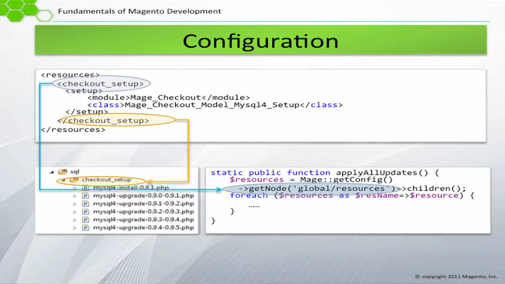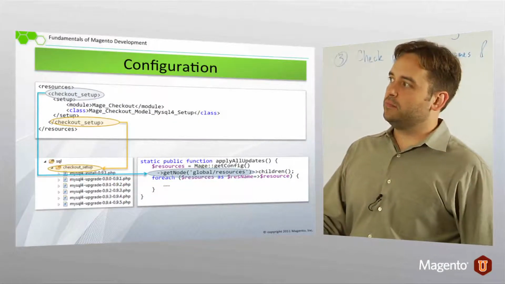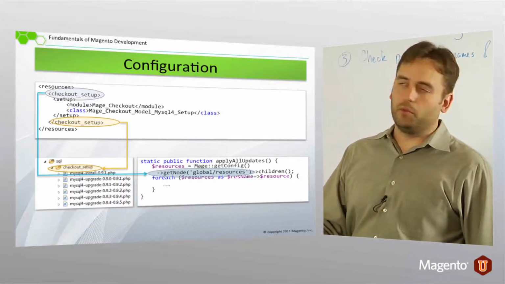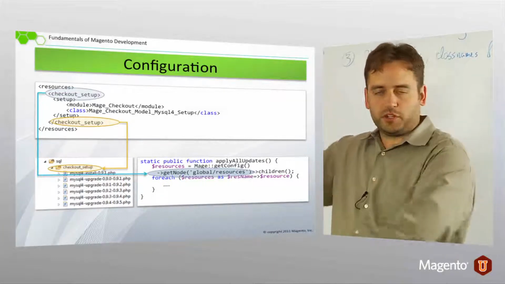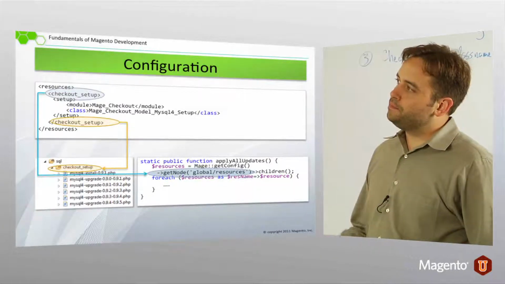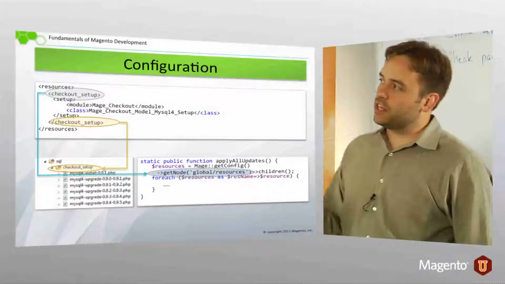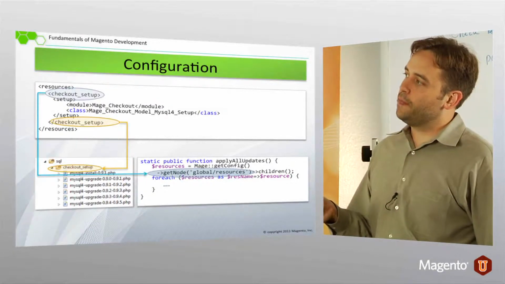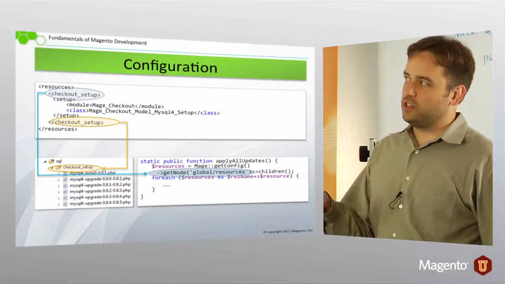Of course, we need configuration. That folder under SQL, that folder name, is the node name under resources. So here we've specified checkout_setup under a resources node, and we'll look at the full configuration here in a moment. And then inside this node, specify setup.